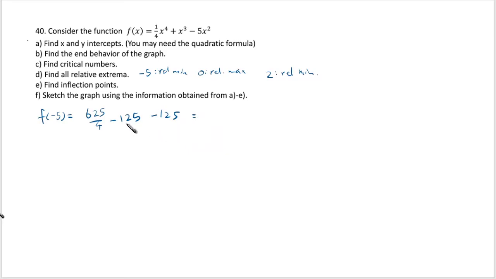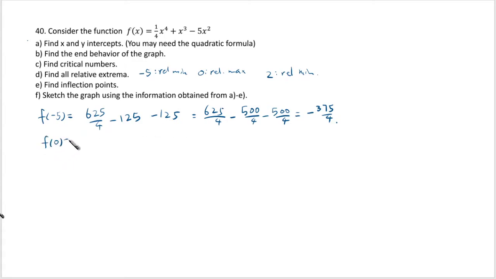Okay. Now, 125 can be written as, if you multiply by 4, that's going to be 500 over 4. Right? So that's going to be, well, let's just make this also 500 over 4. Okay. So that's going to be 625 minus 1000 over 4. 1000 minus 625 is 375, so it's going to be -375 over 4.